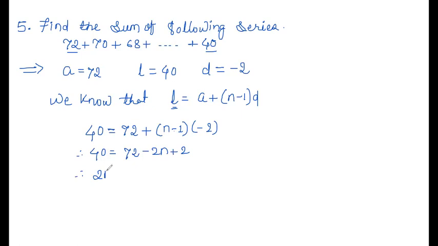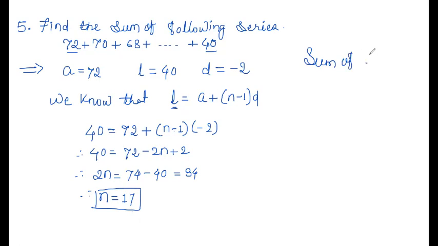And here 2n is equal to 74 minus 40, which is equal to 34. Therefore n is equal to 17. There are total 17 numbers in the given series. Okay, 72, 70, 68 and so on up to 40. There are total 17 terms. Now sum of these 17 terms.